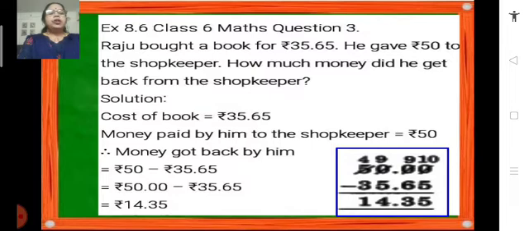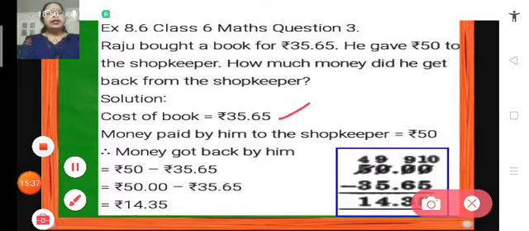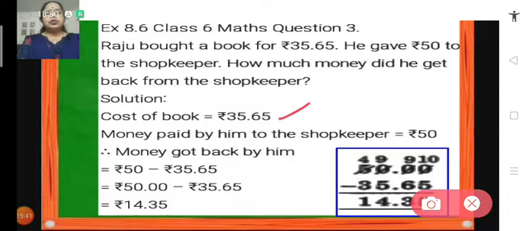Now, let's move on to question number 3. It's a word problem. Raju bought a book for rupees 35.65. He gave rupees 50 to the shopkeeper. How much money did he get back from the shopkeeper? So, the cost of the book is 35.65 rupees, and how much was paid by Raju to the shopkeeper?